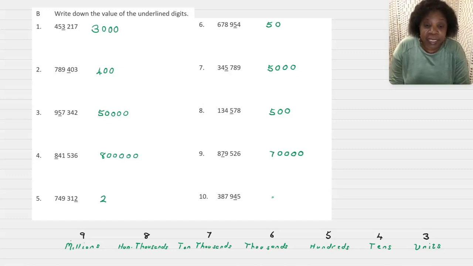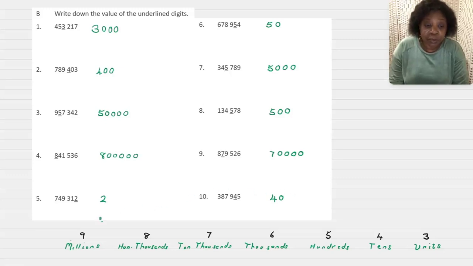387,945. The digit underlined is the number 4. The value of the 4 is 40. So now we've gone through all the questions we have for section B. I've taken you through all the 10 questions.